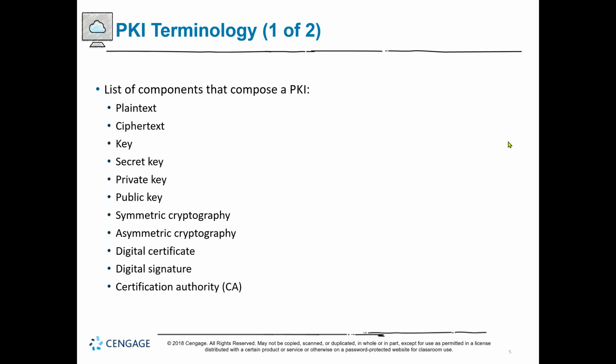There's a nice big list of components: plaintext, ciphertext, keys, secret keys, private keys, public keys, symmetric and asymmetric cryptography, digital certificate, digital signatures, and certificate authorities. So there's your question on whether or not we're talking about certificate authorities. It's not quite the same, but it is related.